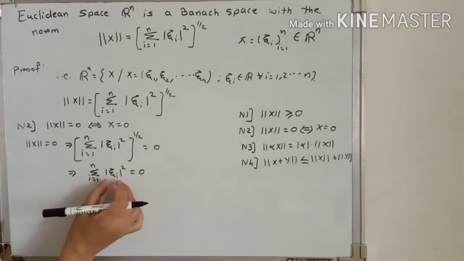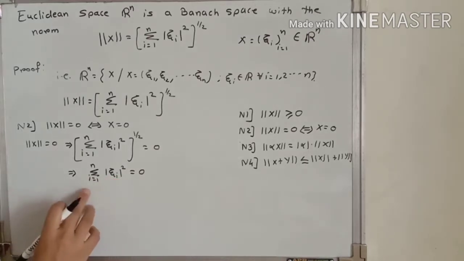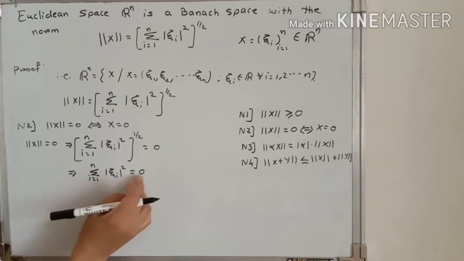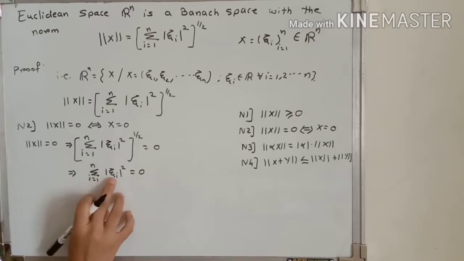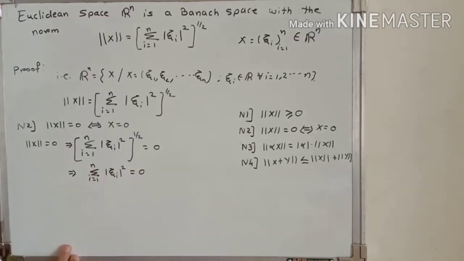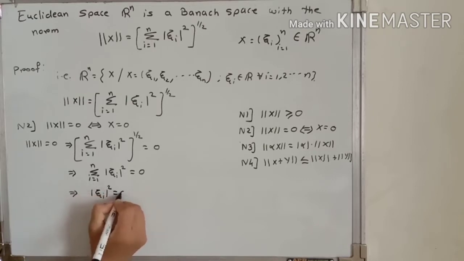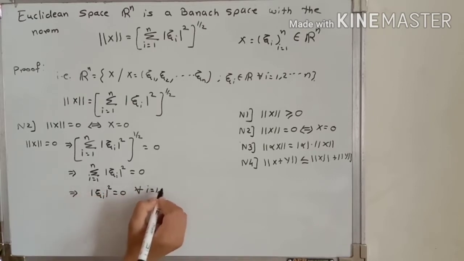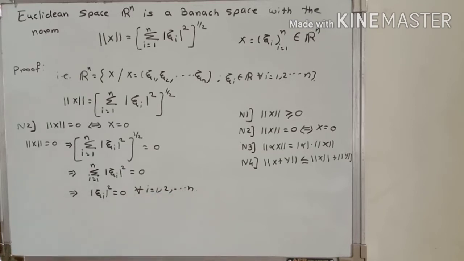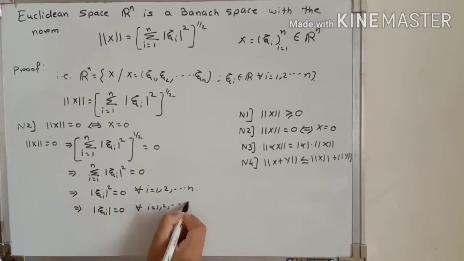Now in this sum, each term is a square and therefore it is always greater than or equal to 0. That means it is a non-negative term, and the sum of non-negative terms equal to 0 implies that each term must be equal to 0. Therefore we write |ξ_i|² = 0 for all i = 1 up to n. Now the square equal to 0 implies that the term, that is |ξ_i| = 0 for all i = 1 up to n.